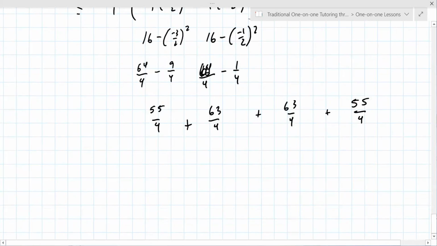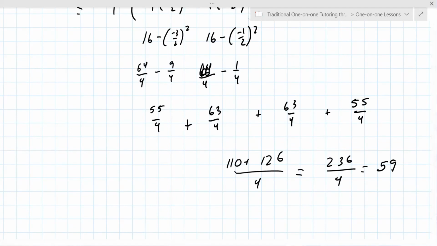And so what do you get there? 110 plus 126 over 4, 236/4. And that actually works out to a nice number, 59. Okay, that just happened to work out.